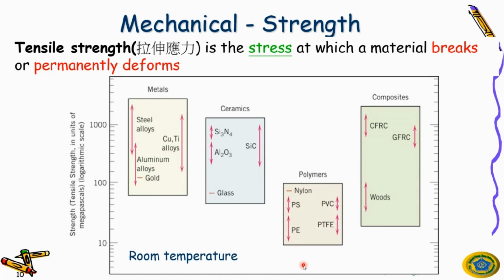Okay, again we compare four types of materials. So metal, ceramic, and then polymer and composite. Good.